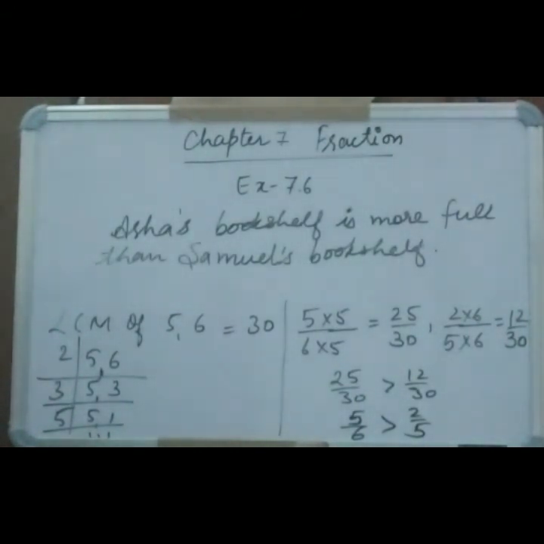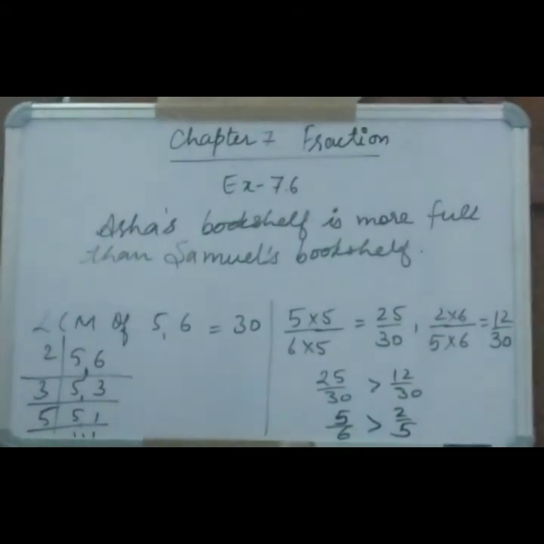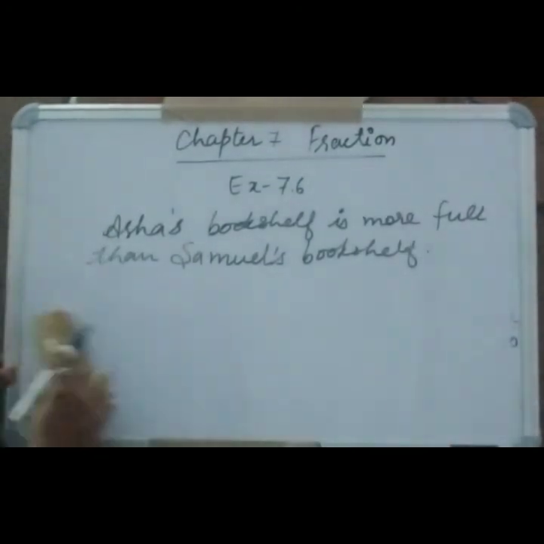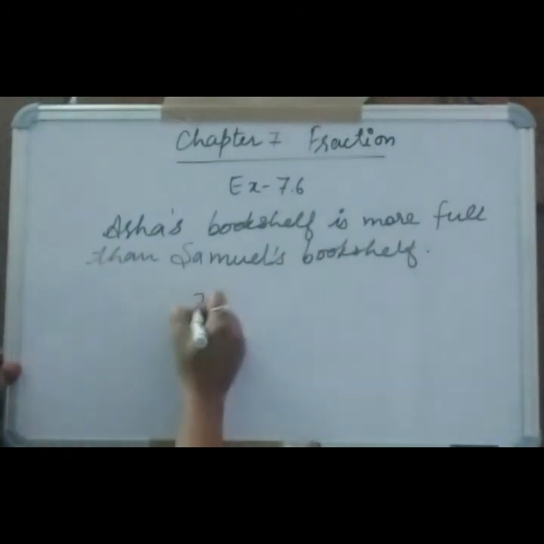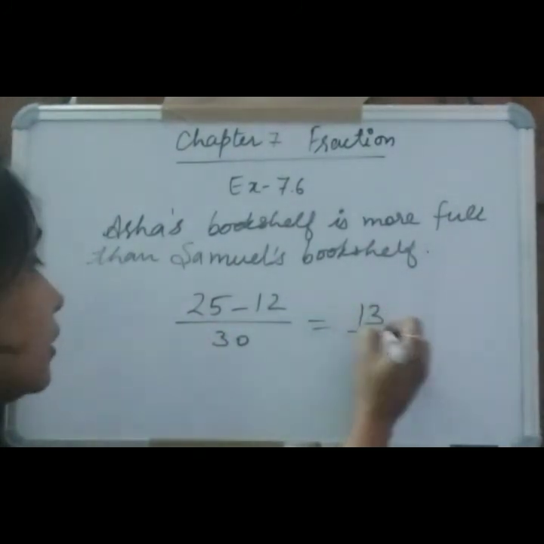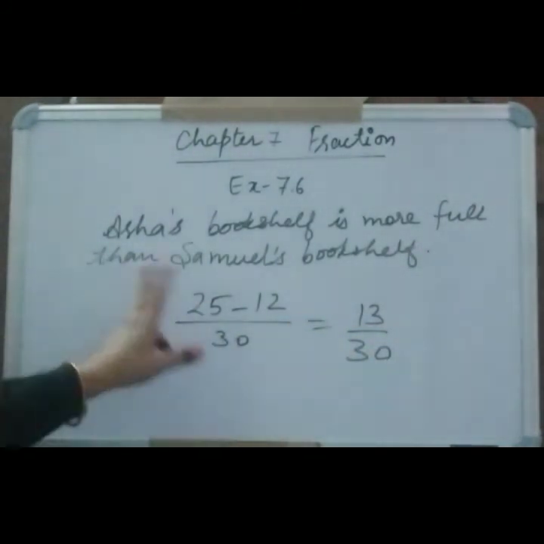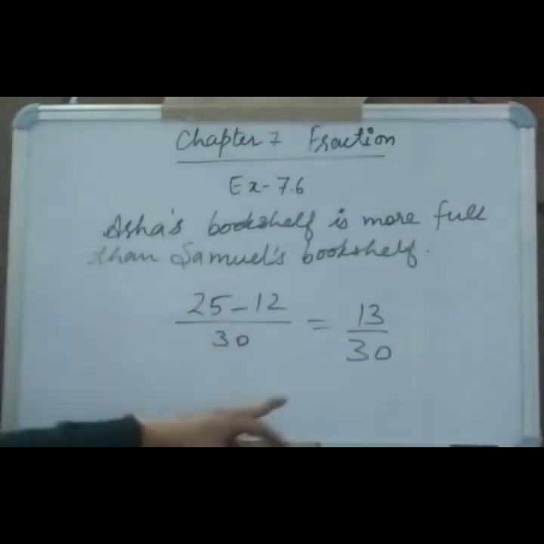Now the next part, by how much? For this we will subtract them. Whenever it is asked by what fraction or by how much, in that case you will just subtract. Now see here, it is 25 minus 12 by 30, which means 13 by 30. So by this fraction, Asha's bookshelf is more filled than Samuel's bookshelf.